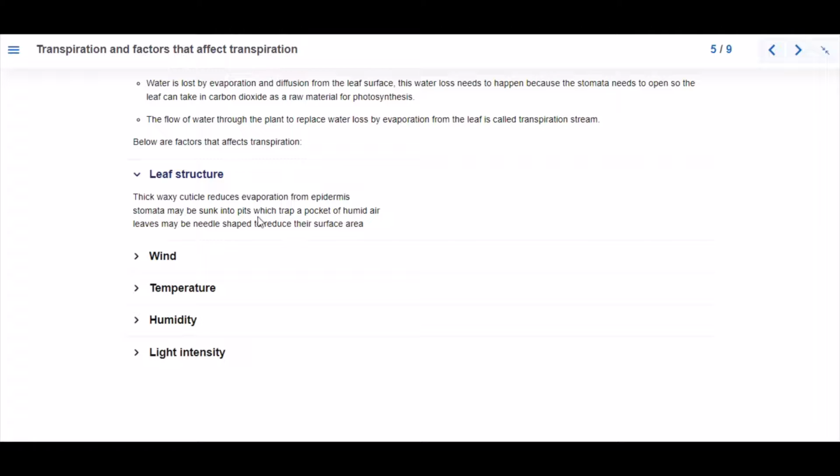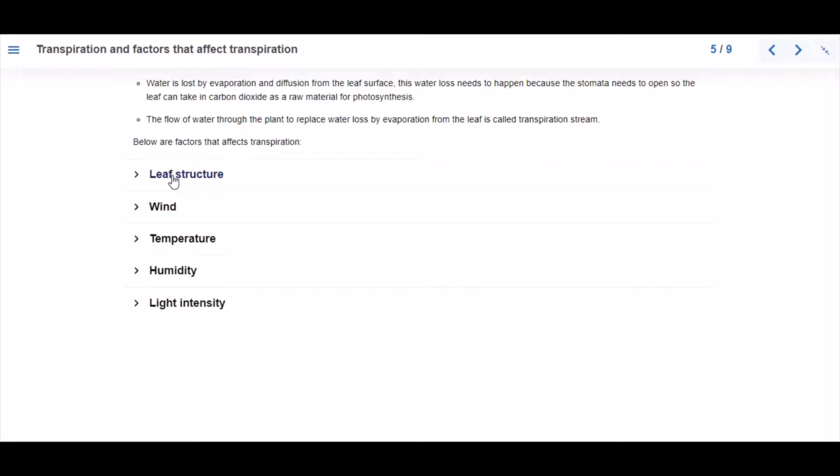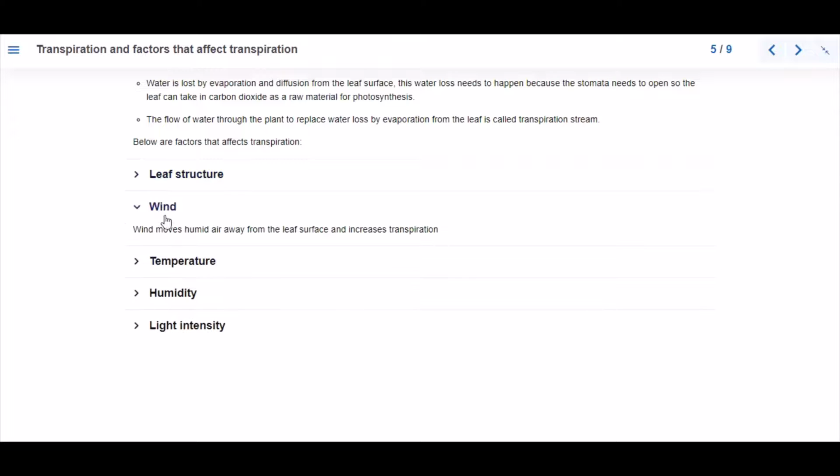Stomata may be sunk into pits which trap a pocket of humid air. Leaves may be needle shaped to reduce their surface area. So all these are the ways a leaf structure might affect transpiration. Wind moves humid air away from the leaf surface and increases transpiration.